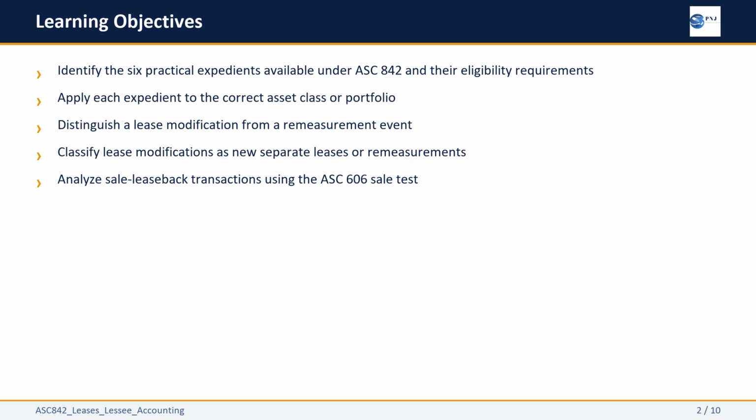After this section, you will know all 6 practical expedients, who can use them, when they apply, and what PNJ recommends for each. You will understand that expedients are policy elections, not transaction-by-transaction choices. You will distinguish between a modification that creates a new separate lease and one that simply triggers a remeasurement of an existing lease. And you will be able to work through a sale-leaseback analysis, including the gain deferral that applies when a transfer qualifies as a sale.